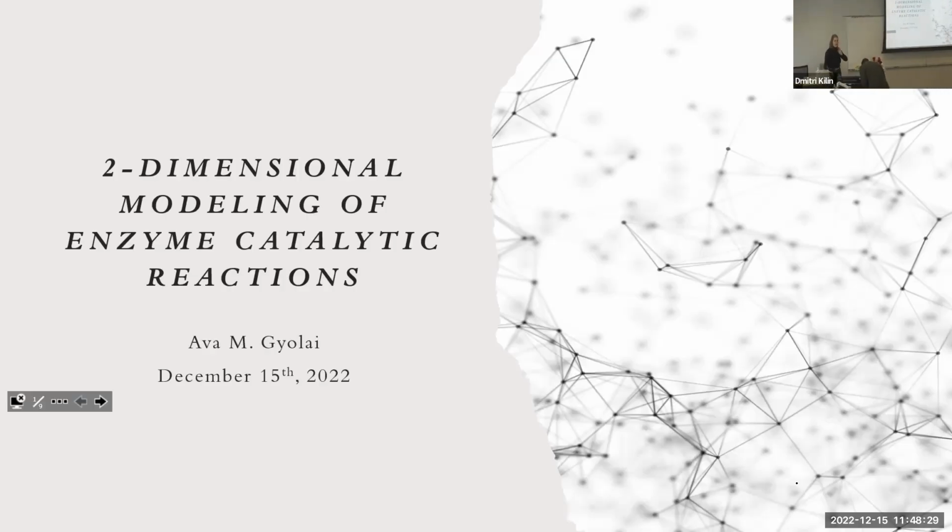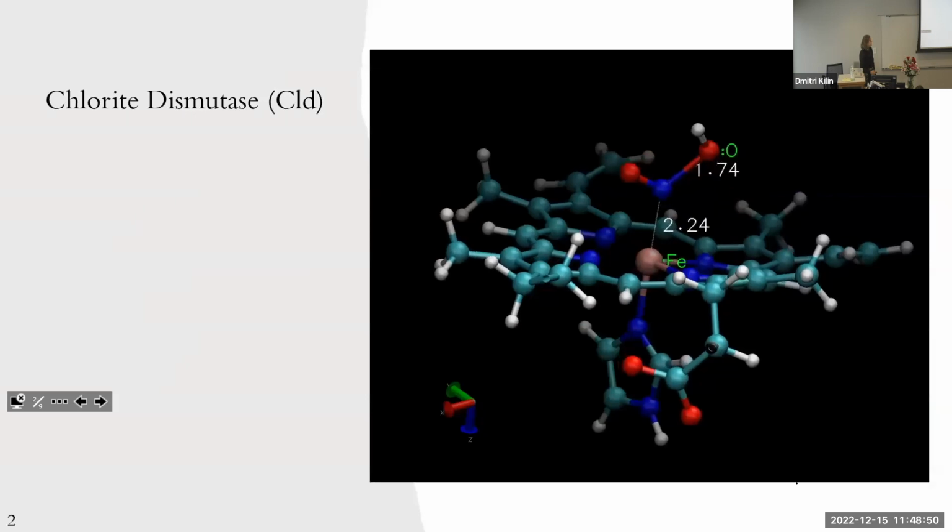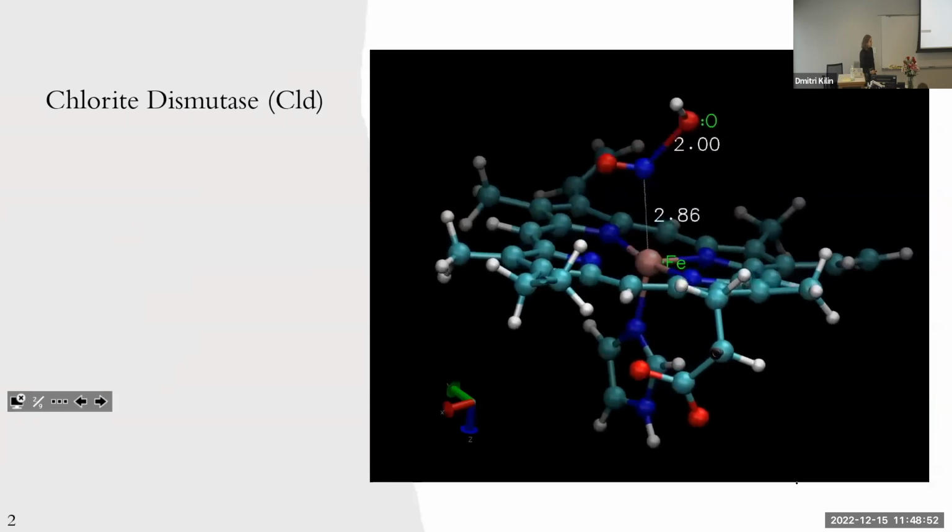So today I'm going to be talking about two-dimensional modeling of enzyme catalytic reactions. The enzyme that I'm focusing on more specifically is chlorite dismutase, or CLD for short. And this is a video that is generally describing what we're going to be focusing on here.